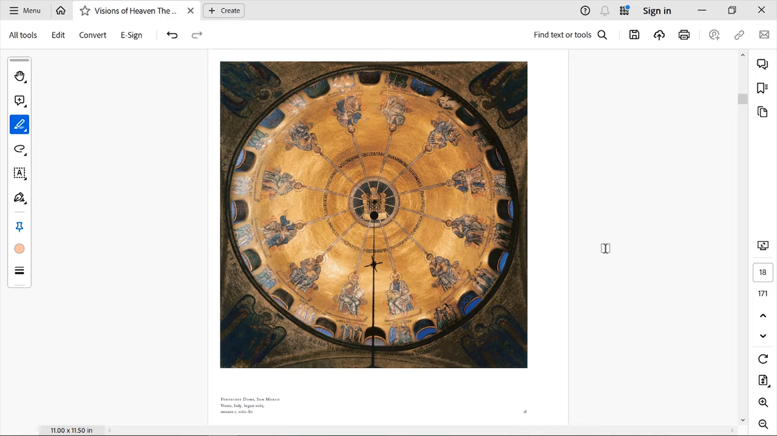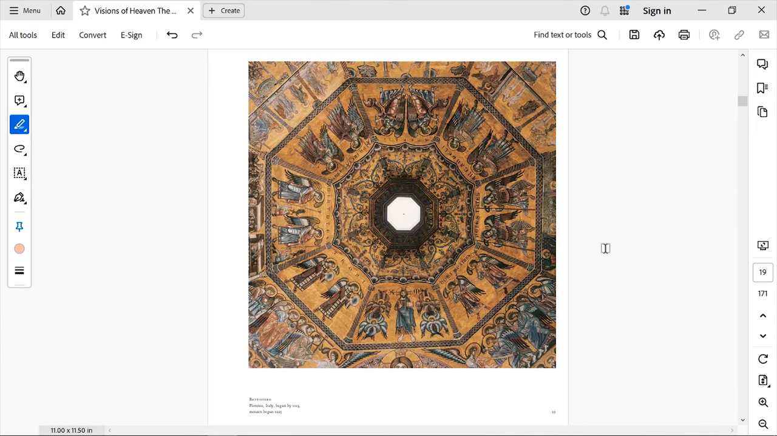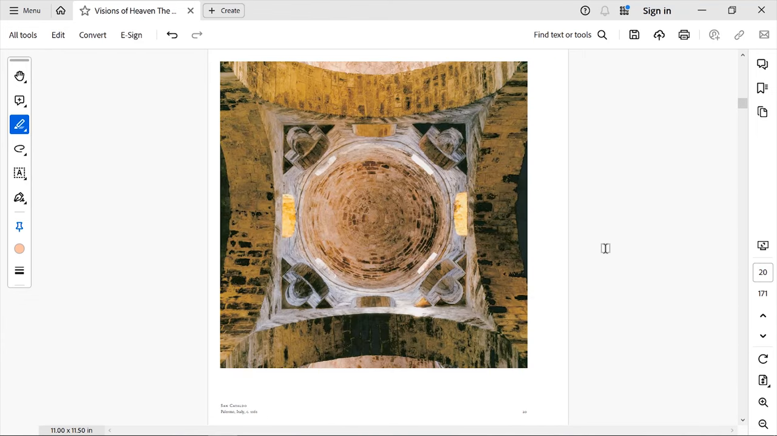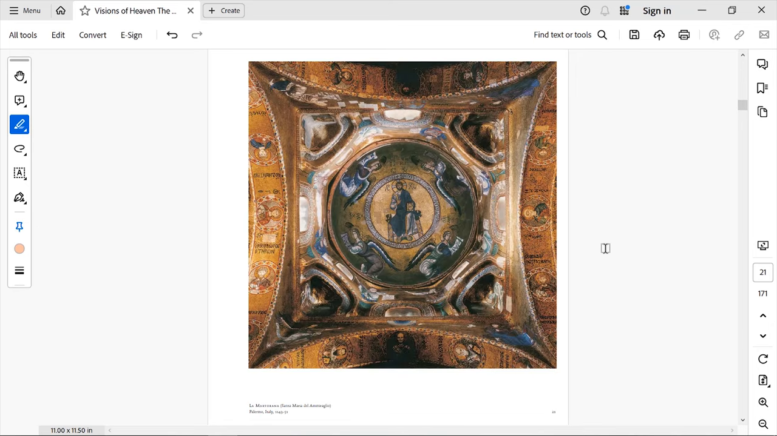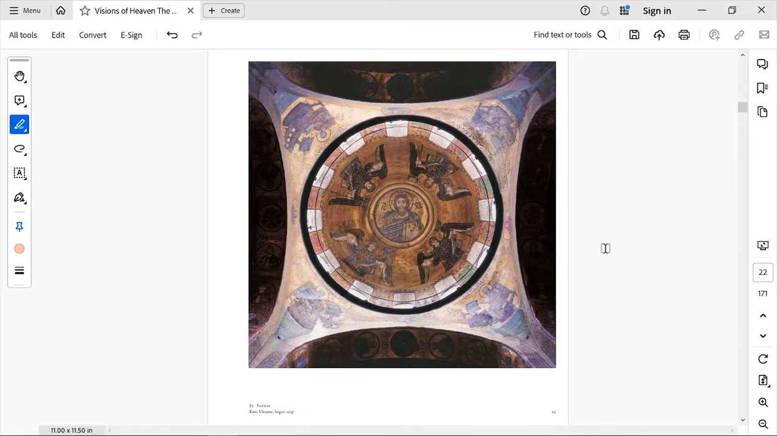This one is the Pentecost Dome, San Marco in Venice. Okay, it's a mosaic. Let me see. San Cataldo, so it's a lot of... Beautiful. This one's in Ukraine.